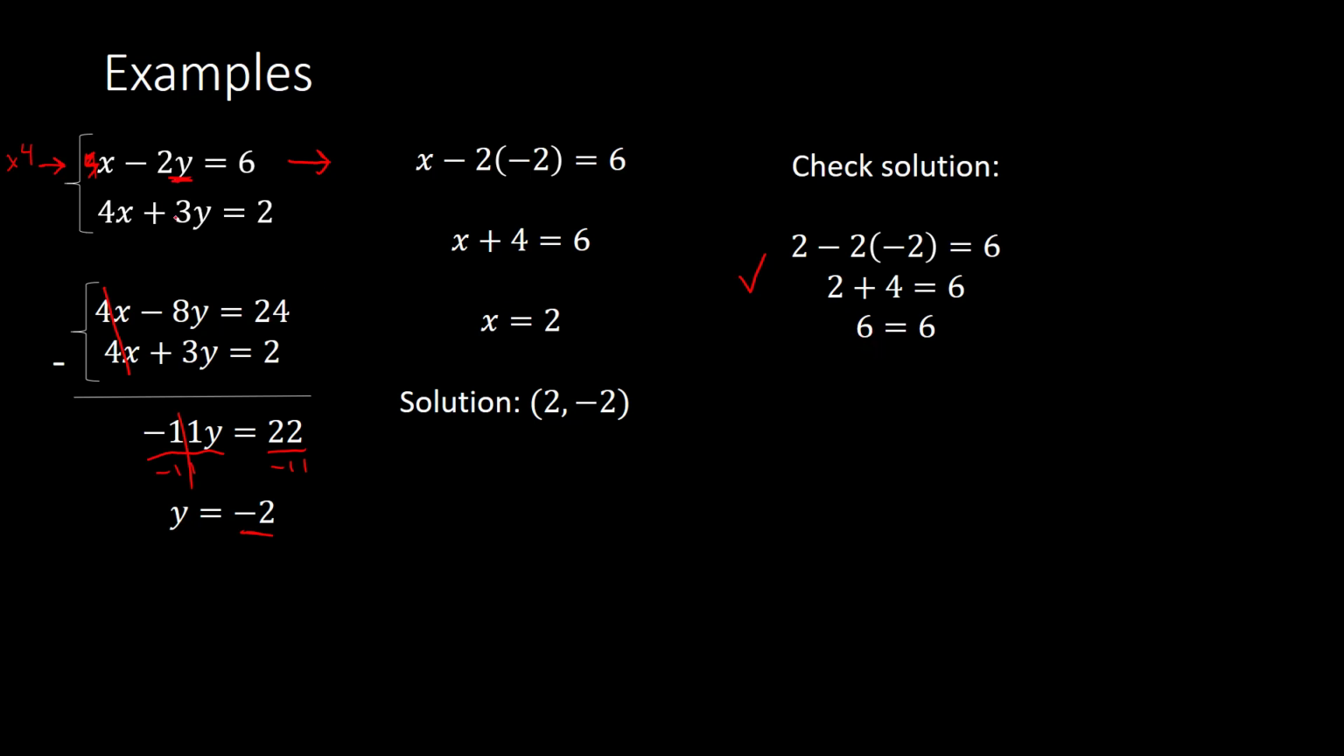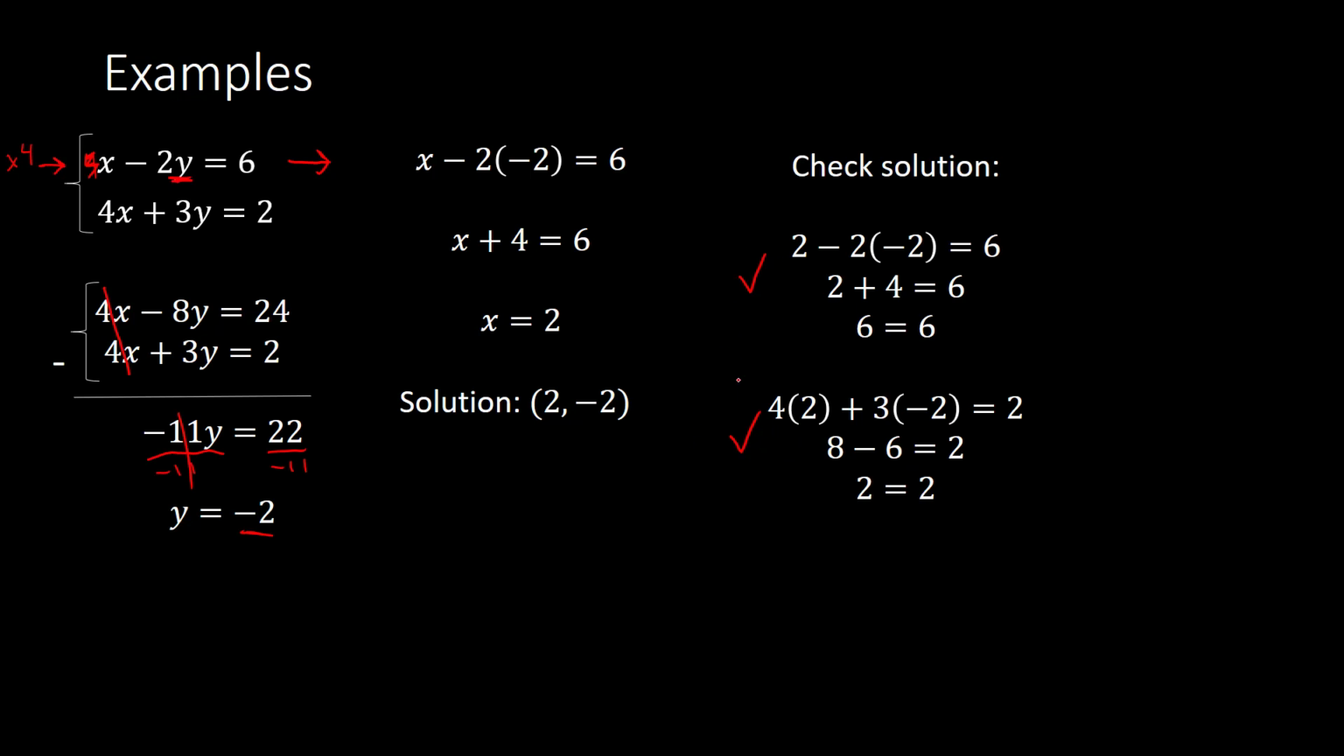And then for the second equation, instead of 4 times x, we have 4 times 2. And instead of 3 times y, we have 3 times negative 2. So we can solve this. 4 times 2 is 8. 3 times negative 2 is negative 6. So 8 minus 6 would give me 2. So this would also be a true statement, meaning that we have the correct answer. It has given us the correct solution for both.